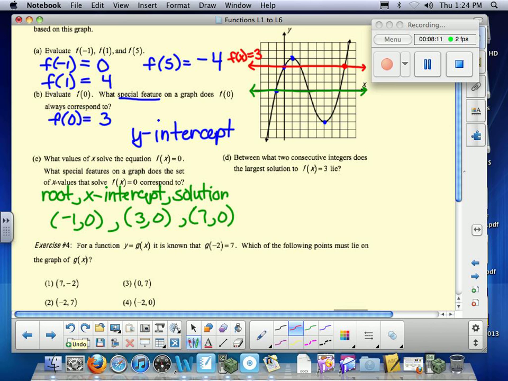Between what two integers is that intersection going? 7 and 8? Okay. So between 7 and 8. We know it's not equal to 7 or 8 because it's not hitting right on a line of the graph paper.